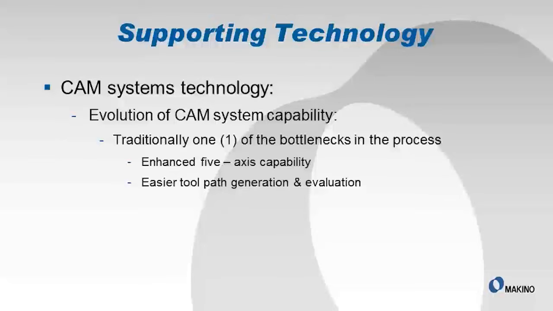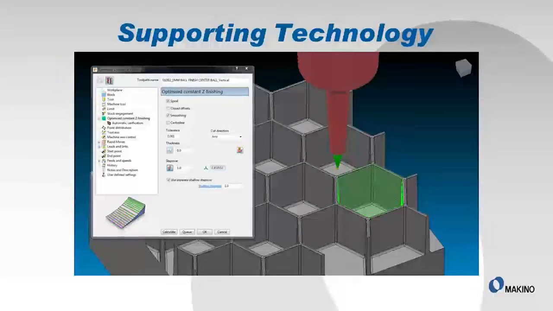The CAM systems have evolved over the years, and previously in the past they were one of the bottlenecks because of the complexity of actually trying to program in 5-axis. So with the newer CAM systems, they've added new features that help support easier programming in 5-axis.